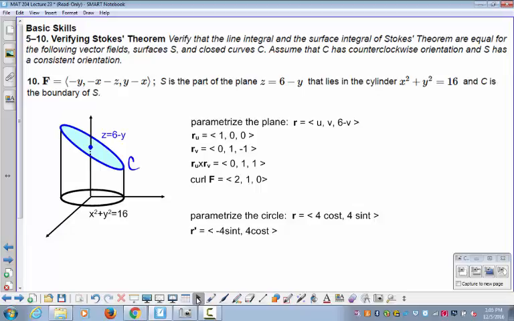If we use the double integral, that means we're using the surface. So we'd have to parameterize the surface. To parameterize the plane, we're going to do it just like we just did on the previous slide. We let x be u, y be v, and then z is 6 minus y, which means 6 minus v. Do your crisscross, and you get that r sub u cross r sub v is 0, 1, 1.